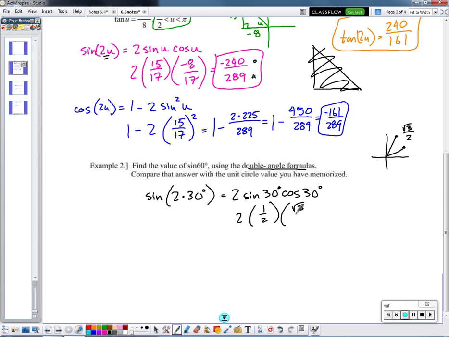So I end up with 2 root 3 over 4. But again, 2's cancel, so I end up with just root 3 over 2, and that's exactly what I should get for that answer.